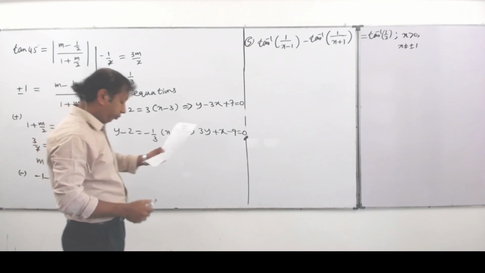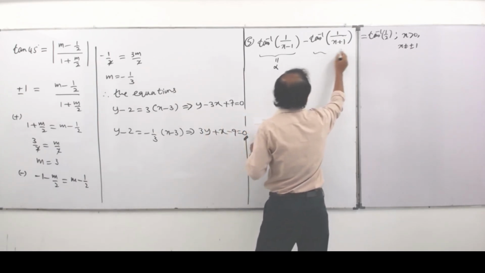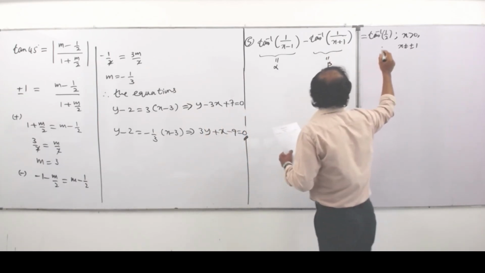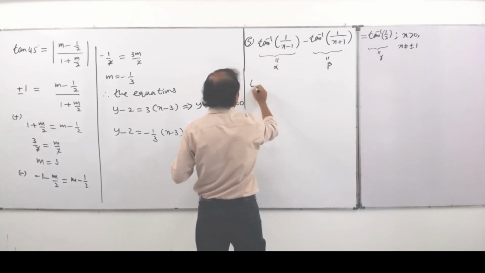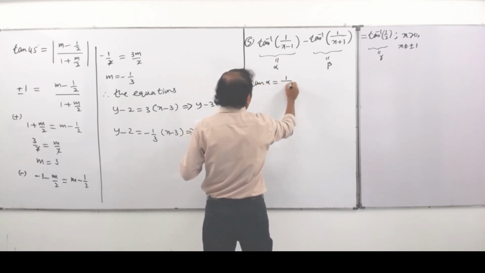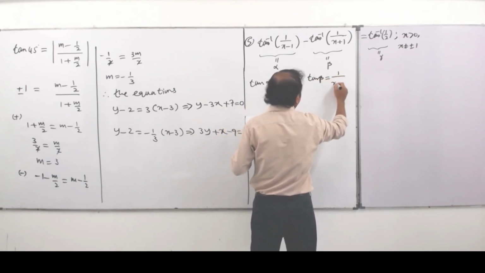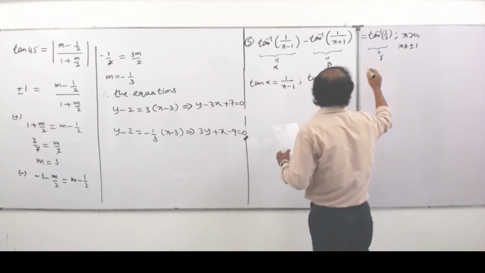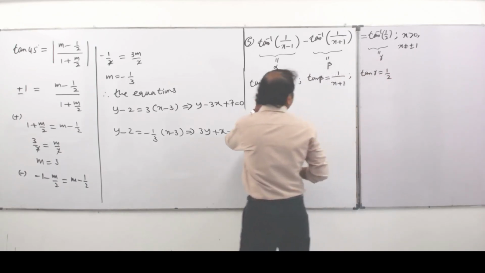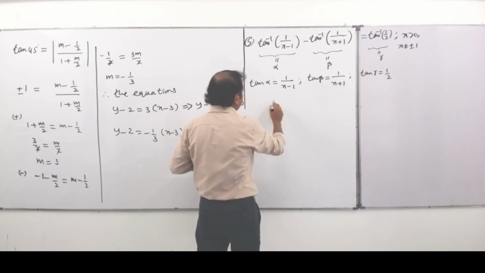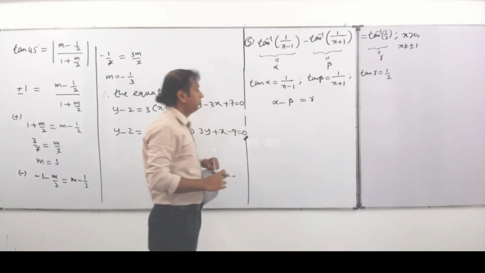Now, we will take this angle as alpha, this angle as beta, and this angle as gamma. Alpha equals tan inverse, this means tan alpha is 1 over x minus 1. Tan beta is 1 over x plus 1. Tan gamma is half. Then we can write the given equation as alpha minus beta equals gamma. This way you can write the given equation.